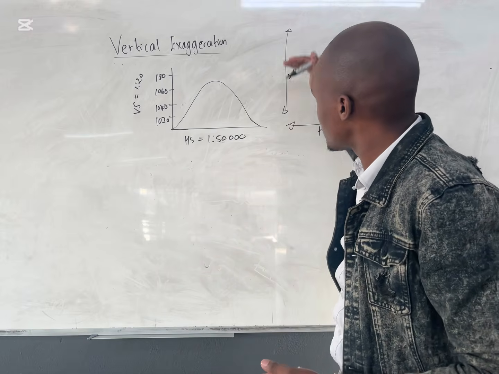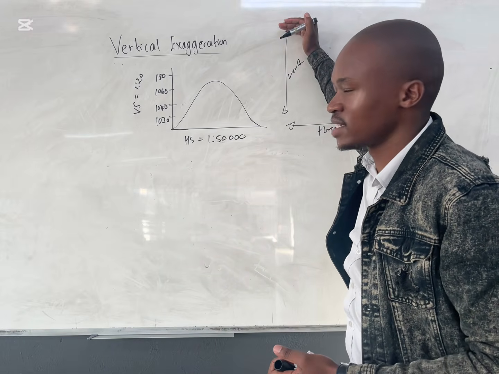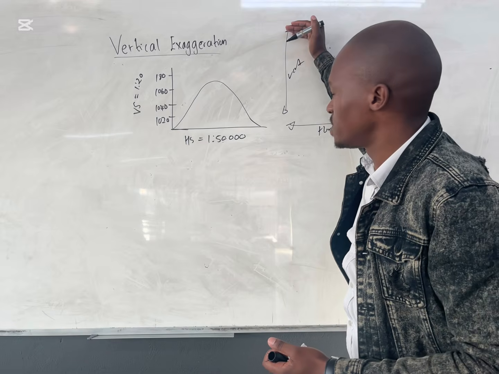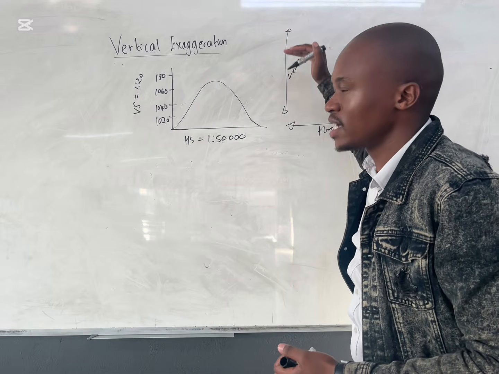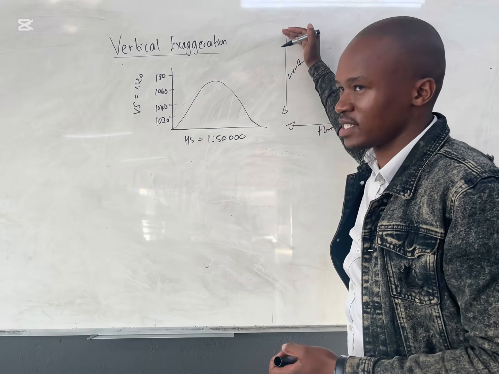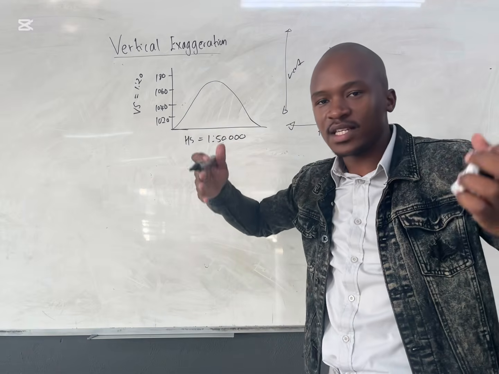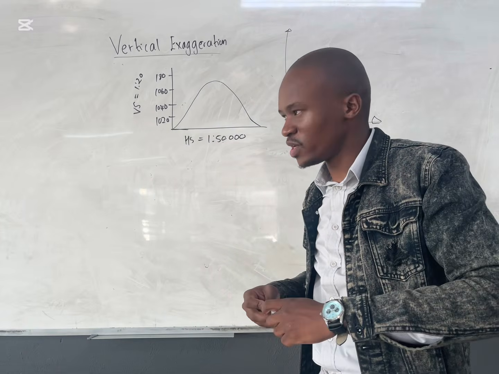Okay, so with vertical exaggeration, we're looking at height, right? Height is going to be exaggerated. The vertical scale is going to be exaggerated. It's going to be made bigger than it actually is, right? That's what the calculation is all about.